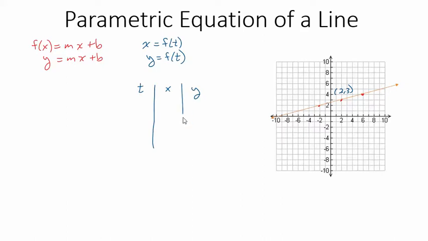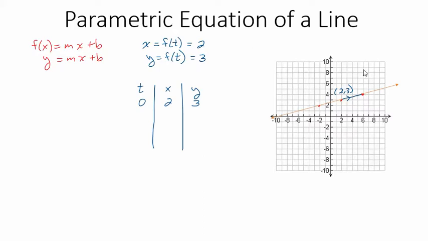In other words, when t is 0, I want x to be 2 and y to be 3. Well, then I'm going to need to start at 2 for my x, and then to get to the next point, I'm going to have to add something. Let's say we want to go this direction with our parametric equation. We're going to start here, and we want to go this direction. My y value is going to start at 3, and then I want it to go this direction.